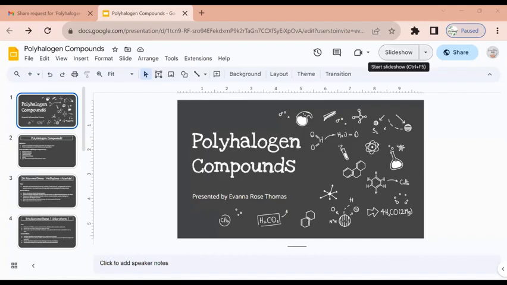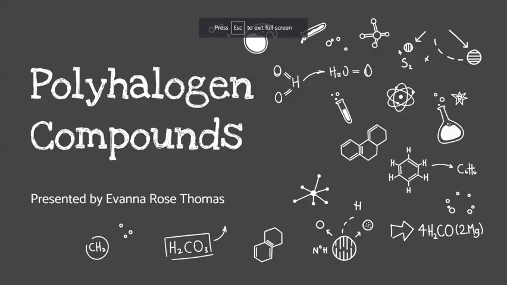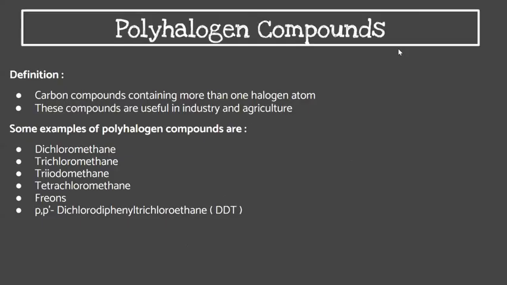Slide two. Polyhalogen compounds. Now, what are polyhalogen compounds? Polyhalogen compounds are carbon compounds containing more than one halogen atom. These compounds are useful in industries and agriculture. Some examples are dichloromethane, trichloromethane, triiodomethane, tetrachloromethane, freons, and dichlorodiphenyltrichloroethane, that is also known as DDT.